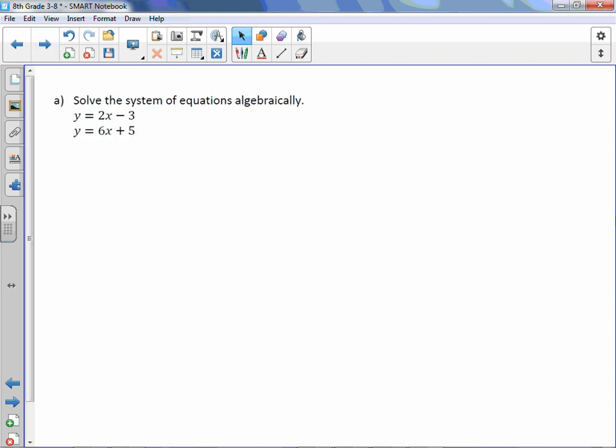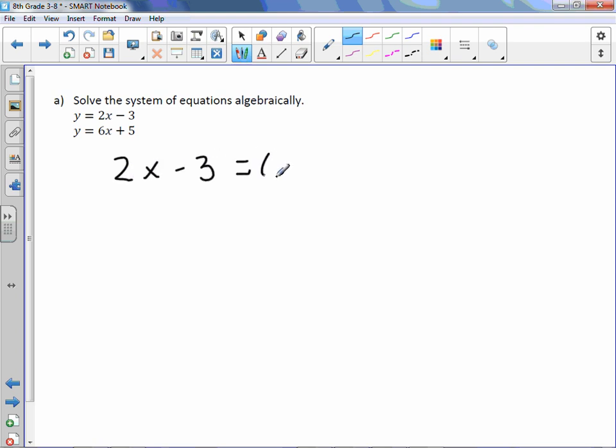Now if you notice, they're both y equals. So if y equals 2x minus 3 and y also equals 6x plus 5, then it's only logical that they equal each other. So 2x minus 3 equals 6x plus 5 because they're both equal to y and y is the same thing. So let's solve this equation.